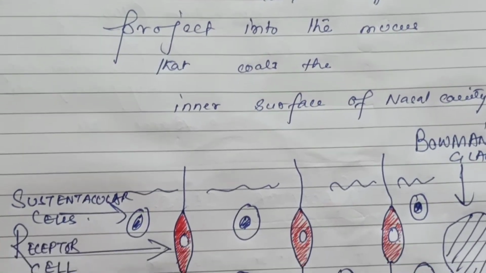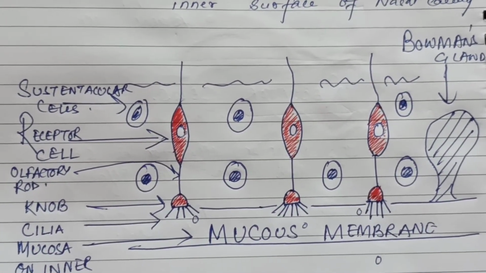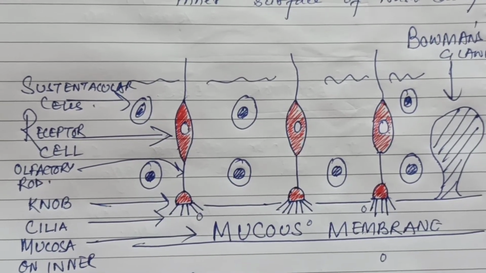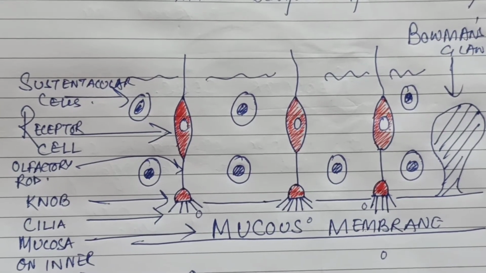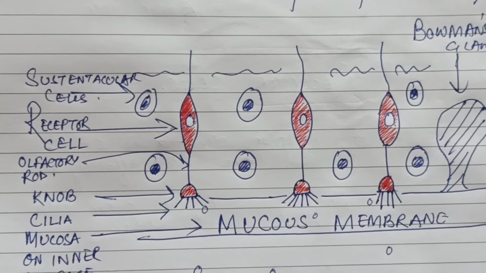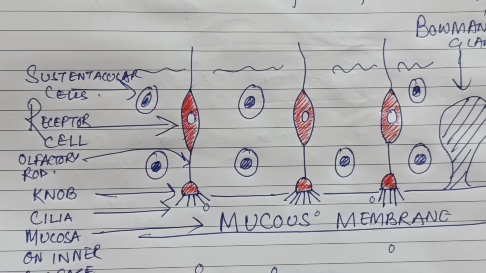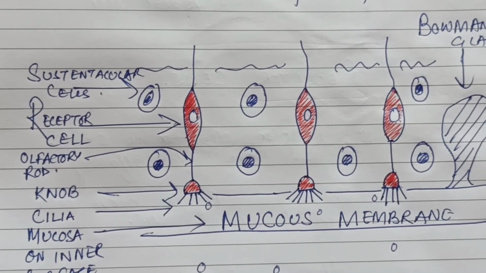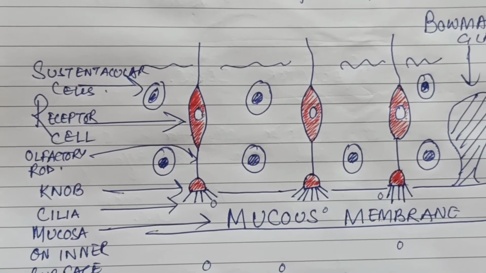So for understanding this, we need to look at the figure below. The red one marked is the receptor cell. It has a dendritic portion and an axonic portion, an axon and a dendrite. The lower part, which I have drawn as olfactory rod, is the dendritic part, and the upper line coming out from the red colored receptor cell, which I have drawn here, is the axon.